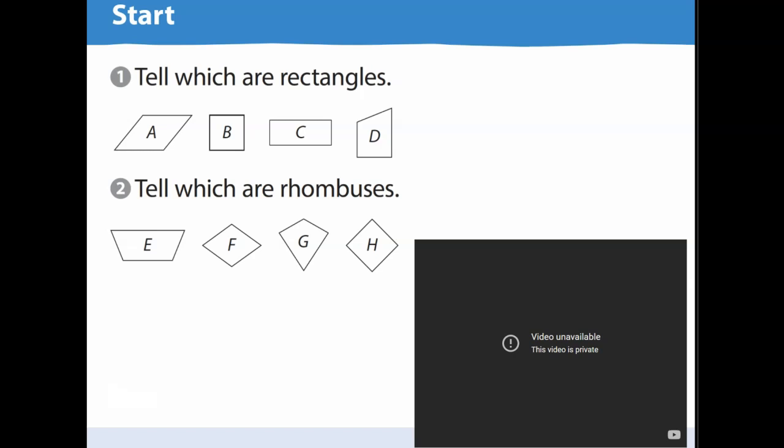Look at 2. Which ones are rhombuses? F and H. Because a rhombus has to have all sides the same length, and no right angles. Well, some of them might. Because H, it looks like H still has right angles. But mainly, all sides are the same length.